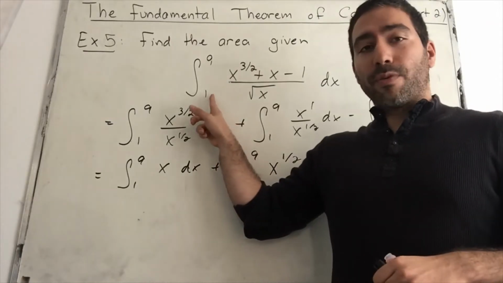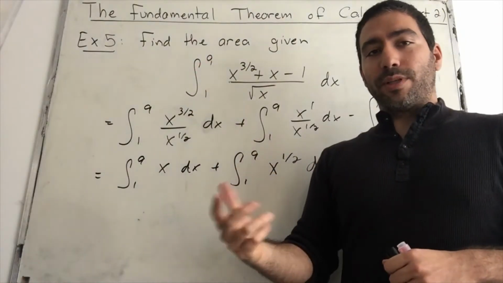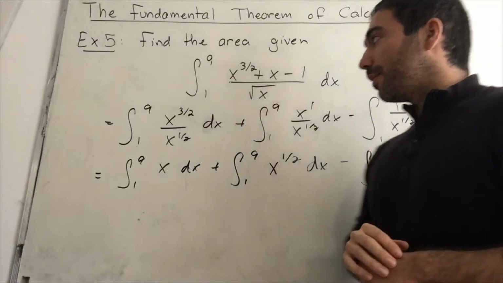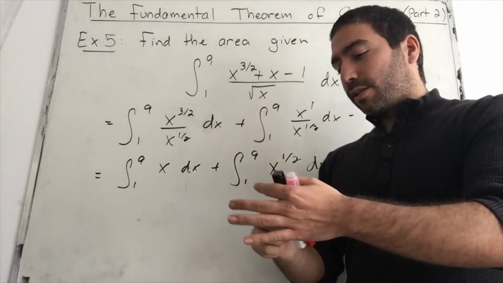If this was an interval from -1 to 9, then we fall into an issue and we cannot anti-derive. We cannot apply FTC part 2, okay? So keep that in mind. So let's continue and go ahead and solve the problem.